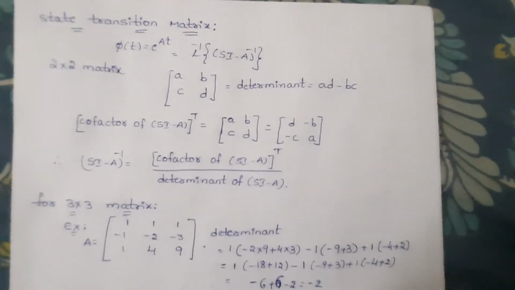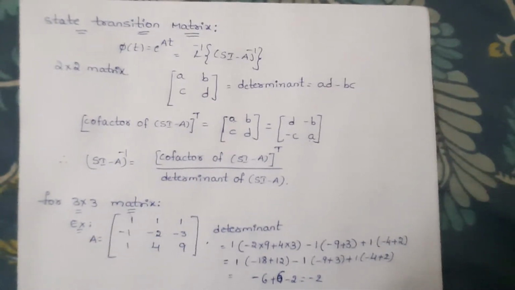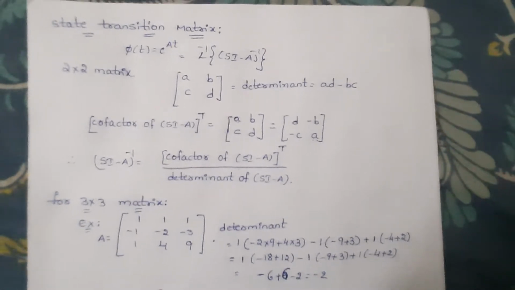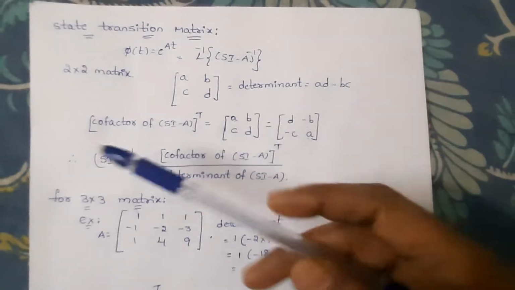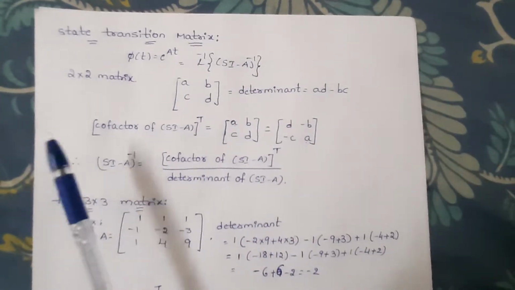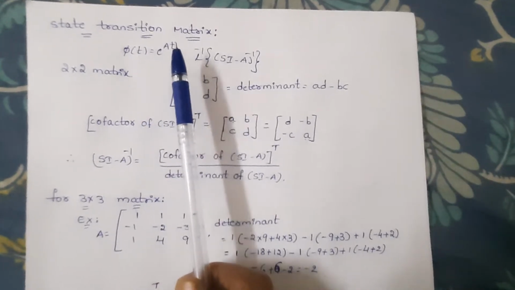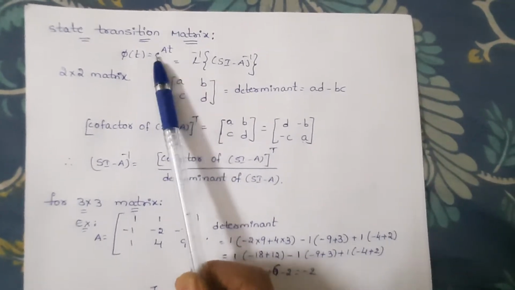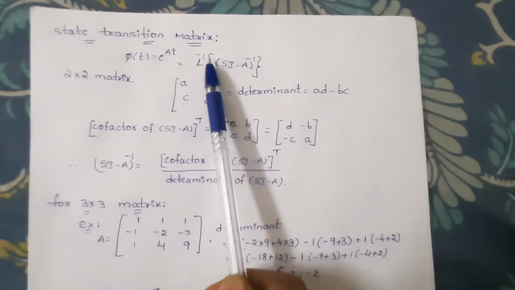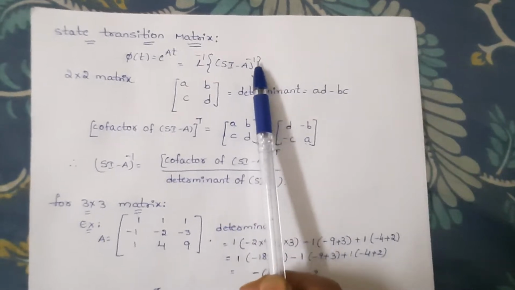So today we are going to discuss some important formulas in state space model or state space analysis. First, we are going to discuss the state transition matrix. The state transition formula is given by phi of t equals e power At. This is nothing but the Laplace inverse of (sI minus A) whole inverse.